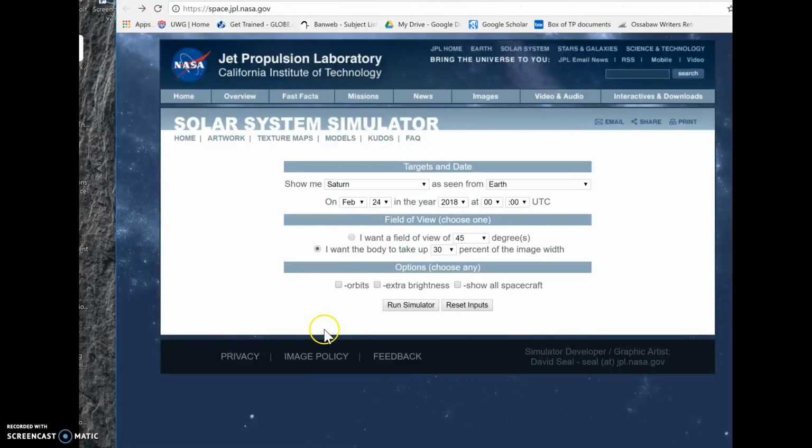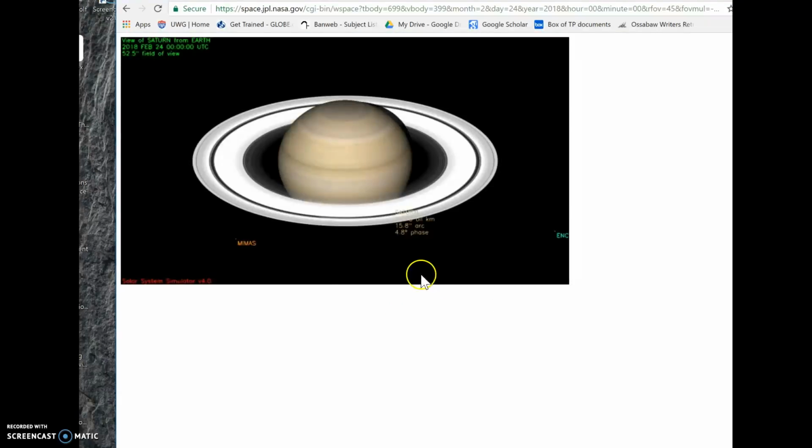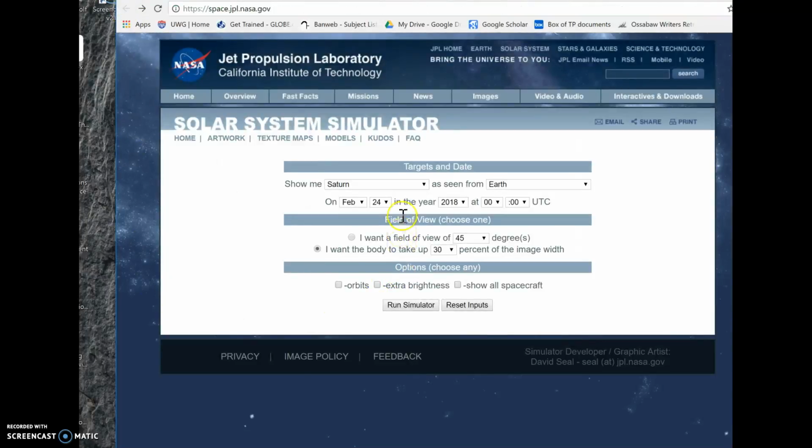So let's go back and see what the other one was. I think it automatically gives me from Saturn. Oh, so this is Saturn. I was looking at the wrong thing. My apologies. But you can play through. You can do different sizes, 45 degrees. You can look at a larger percentage of the screen. So let's go up to 50%.